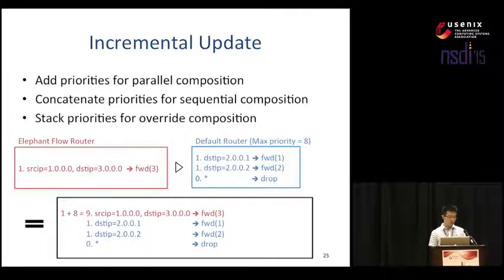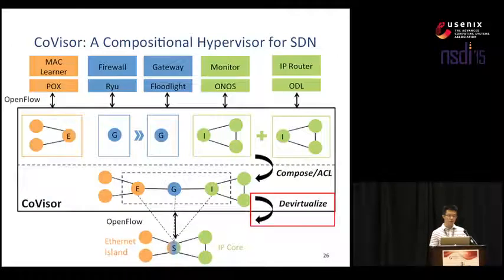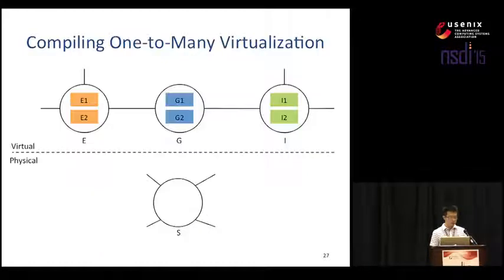After the composition, we generate flow tables for each virtual switch. So the second step of the compilation is to compile the flow tables in the virtual network into flow tables for the physical network. Since the many-to-one mapping has already been explored by many previous works, in this talk, I will mainly focus on one-to-many mapping. I will use an example to illustrate the one-to-many mapping compilation process.